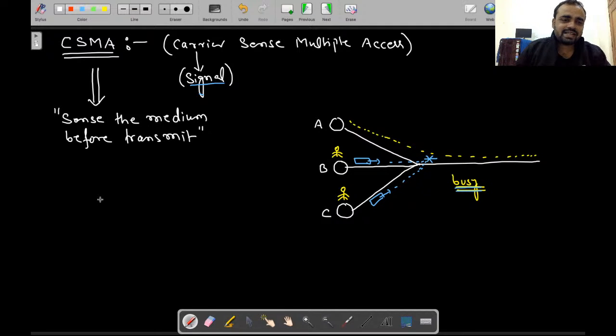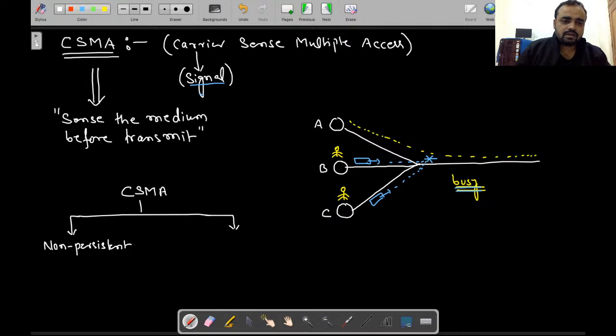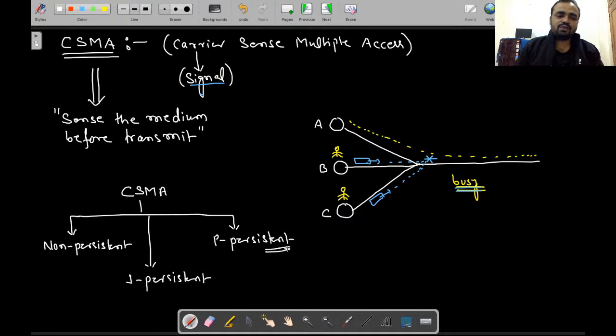Now under the CSMA, there are various persistent methods. The first one is non-persistent. The second one is one-persistent, and the third one is P-persistent. Let's see one by one what the non-persistent method is, what the one-persistent method is, and what the P-persistent method is.